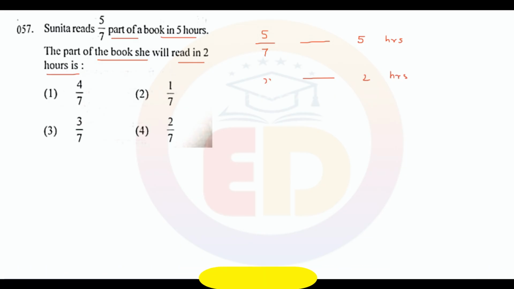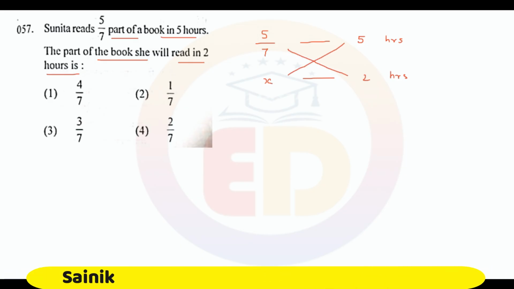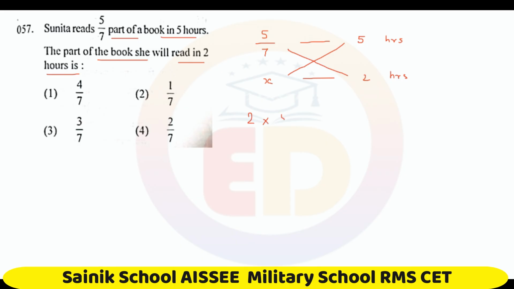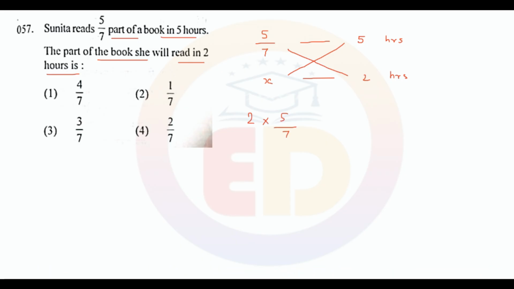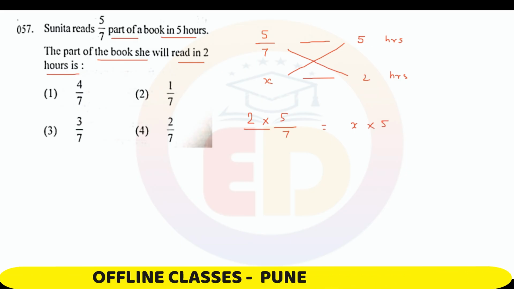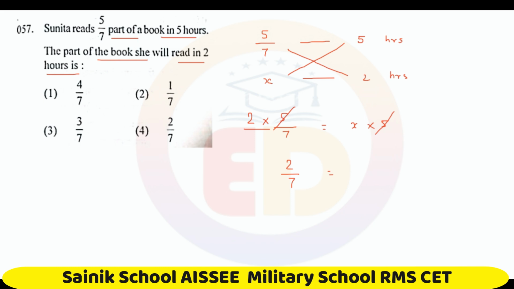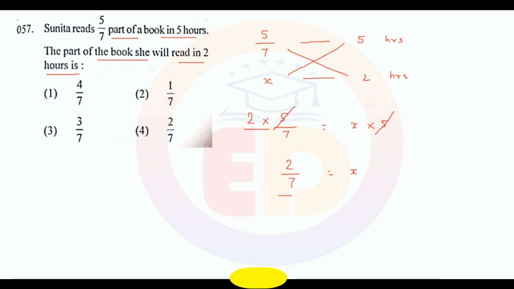Let us take she will read X part. A question of direct variation, cross multiply. 2 multiplied by 5 upon 7 equals X multiplied by 5. Now we can cancel the right hand side numerator by the left hand side numerator. So 5 and 5 is cancelled. My answer will be 2 upon 7. So in 2 hours, she will read 2 by 7 part.